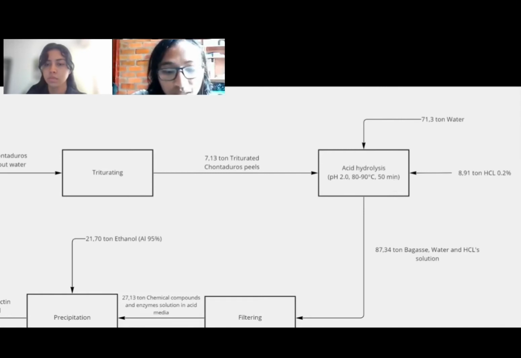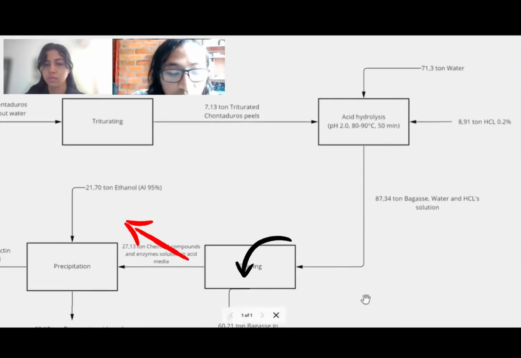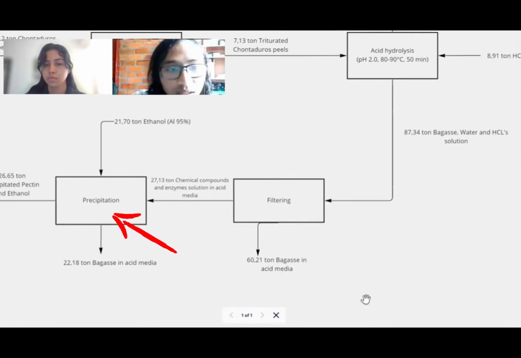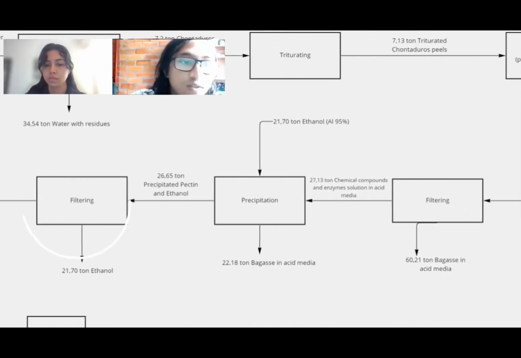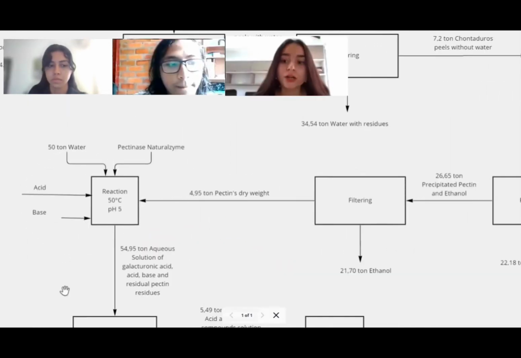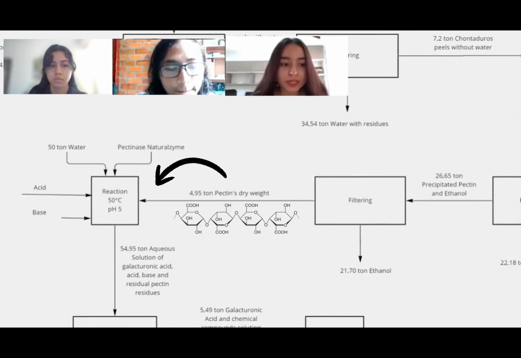This process is essential for the extraction of the pectin and inactivation of enzymes that can degrade it, as well as the elimination of possible microorganisms present. Then it is filtered and taken to precipitation, and then we do a second filtering. Okay, now we turn to the reaction itself.